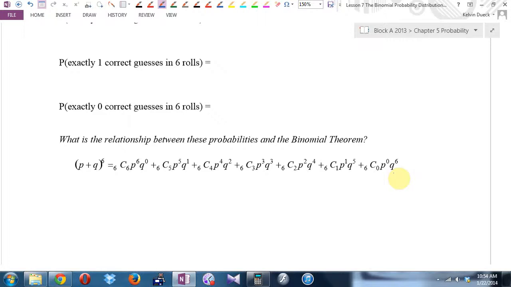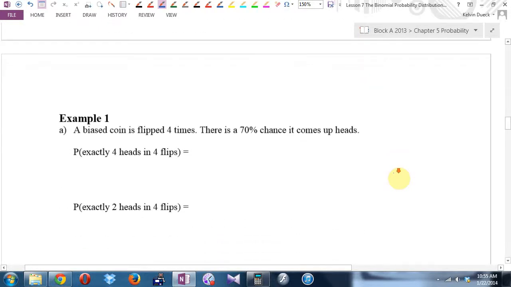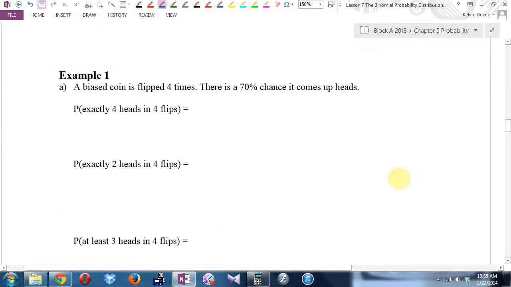And don't freak out if you're not quite sure on that. What we need to be able to do is actually apply the formula, turn the page. Example one.